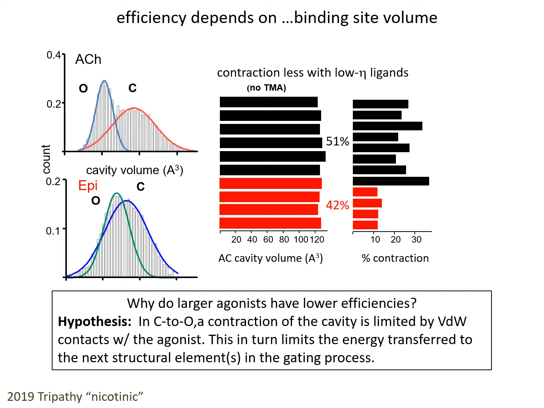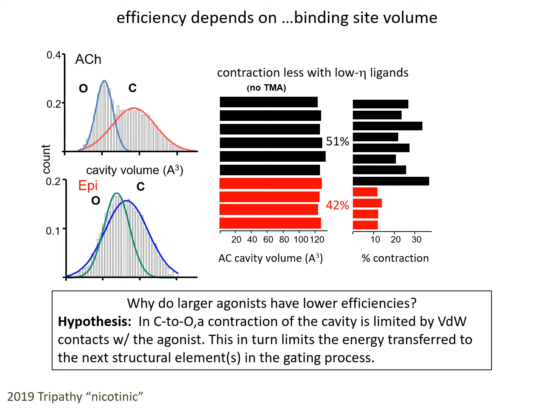So that led us to the following hypothesis: why do larger agonists have lower efficiencies? In C to O, there is a contraction of the binding cavity that is limited by van der Waals contact with the agonists. So this in turn limits the energy transfer to the next structural elements in the gating process. So the idea is that the binding pocket wants to collapse when it goes from C to O, to a discrete high affinity conformation, but when there's a large ligand in the binding pocket, it is frustrated by van der Waals contact, and it cannot make that full transition.